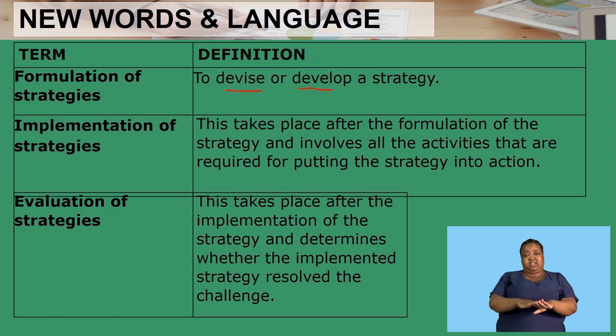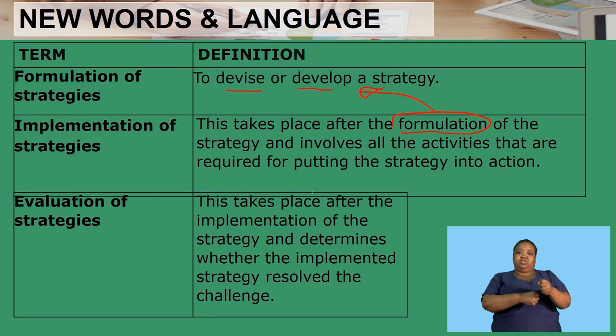Afterwards, the second term is the implementation of a strategy. To implement, it says here, this takes place after the formulation, the development of the strategy, and it involves all the activities that are required for putting a strategy into action. So we are now putting our strategy into action. That is what implementation of the strategy means.